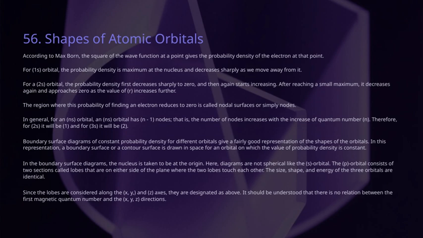Now let's talk about how the probability density behaves. For a 2s orbital, the density drops sharply to 0 at a certain point. Then it starts increasing again, reaching a small maximum before decreasing once more and approaching 0 as the distance from the nucleus increases. In contrast, for the 1s orbital, the probability density is highest right at the nucleus and then decreases rapidly as we move away. And remember, according to Max Born, the square of the wave function at any point gives us the probability density of finding the electron there. So, understanding these shapes and densities helps us visualize the behavior of electrons within atoms, tying back into the overall theme of atomic structure and quantum mechanics.